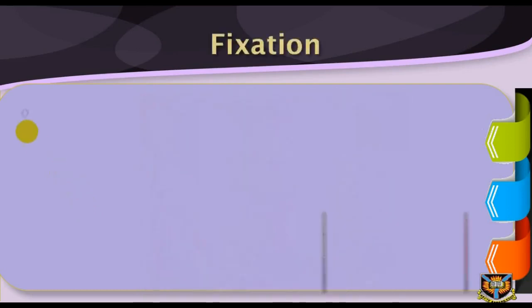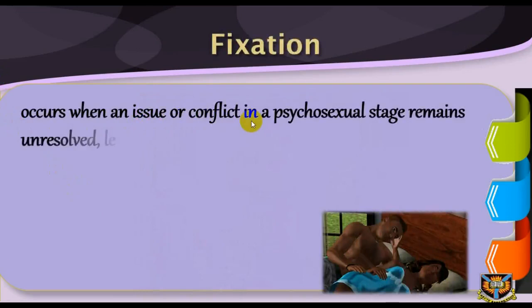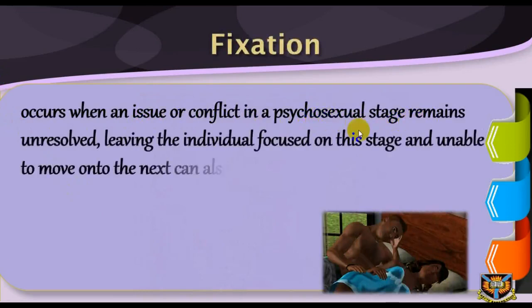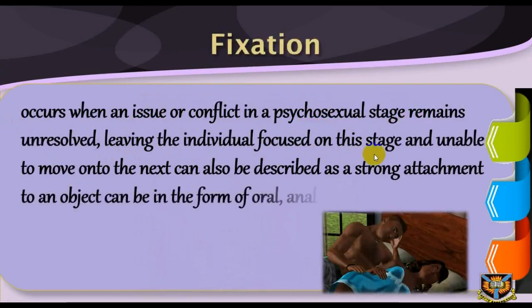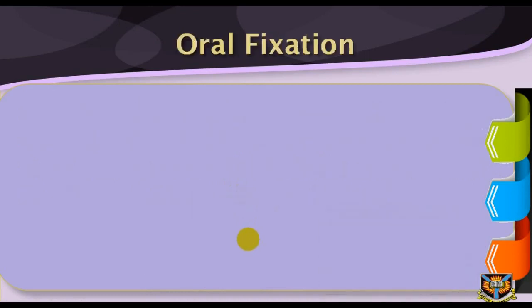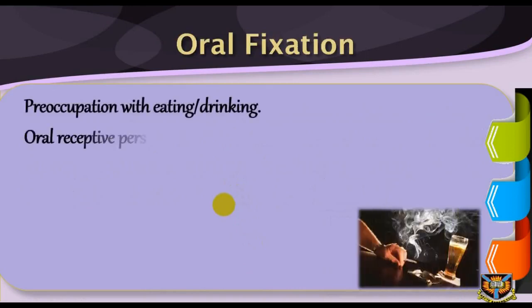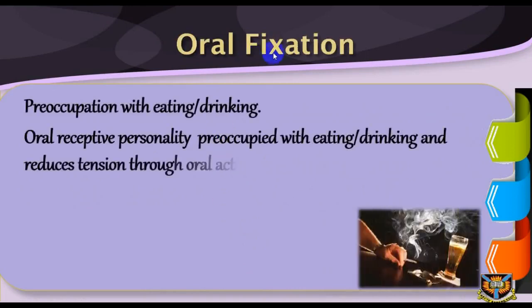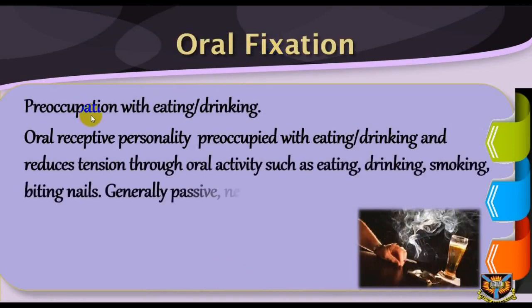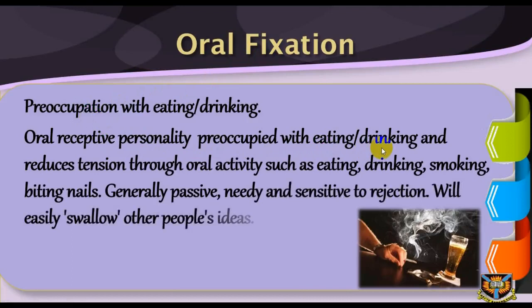Fixation. A fixation occurs when an issue or conflict in a psychosexual stage remains unresolved, leaving the individual focused on this stage and unable to move on to the next. Individuals with an oral fixation may have problems with drinking, smoking, eating, or nail biting. Strong conflict can fixate people at early stages. This could be in the form of A. Oral fixation, B. Anal fixation, and C. Phallic fixation.